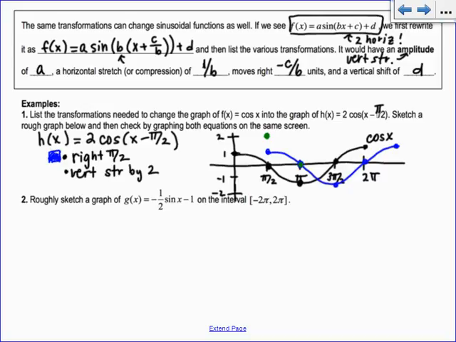0 is still the same. I go down to -2 though. 0 is the same, 2. And then it's still kind of that same shape, just exaggerated. Okay, that's our new function. So that's h of x.